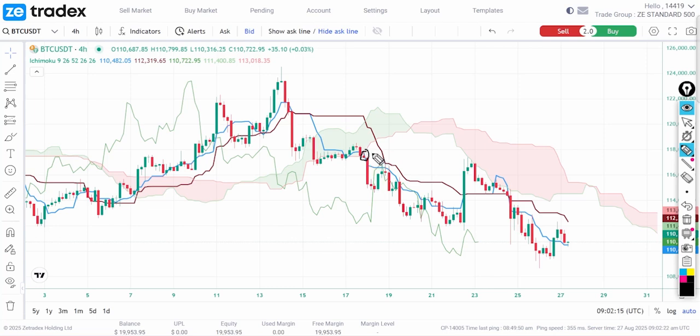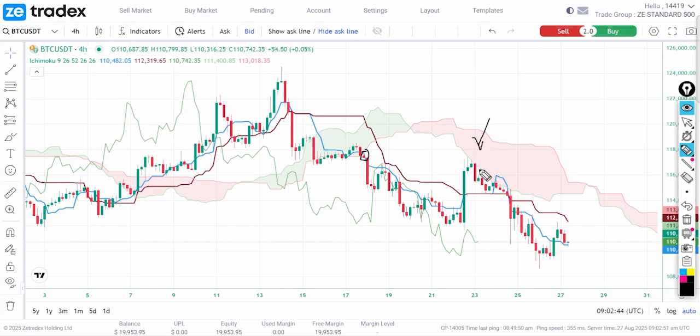The second rule is that the cloud must be red, and we can see here the cloud is always in front of the current candle by 26 periods. Now, if this is the candle that closed below the cloud, the cloud should be here, and you can see the cloud is red.